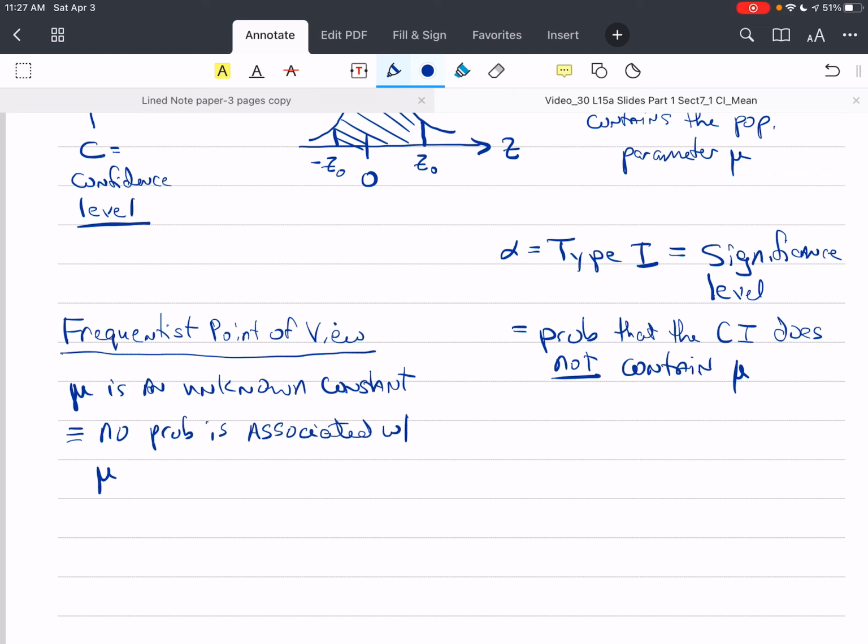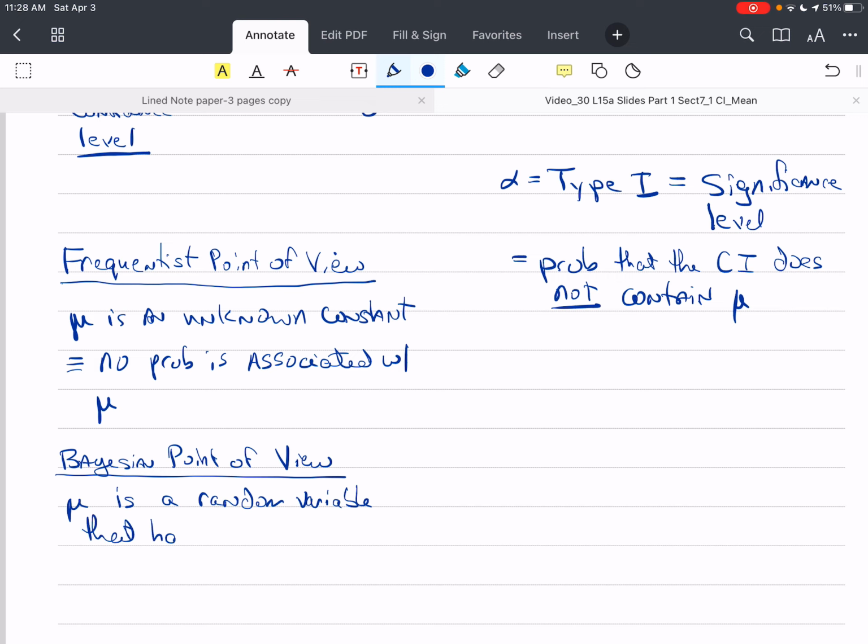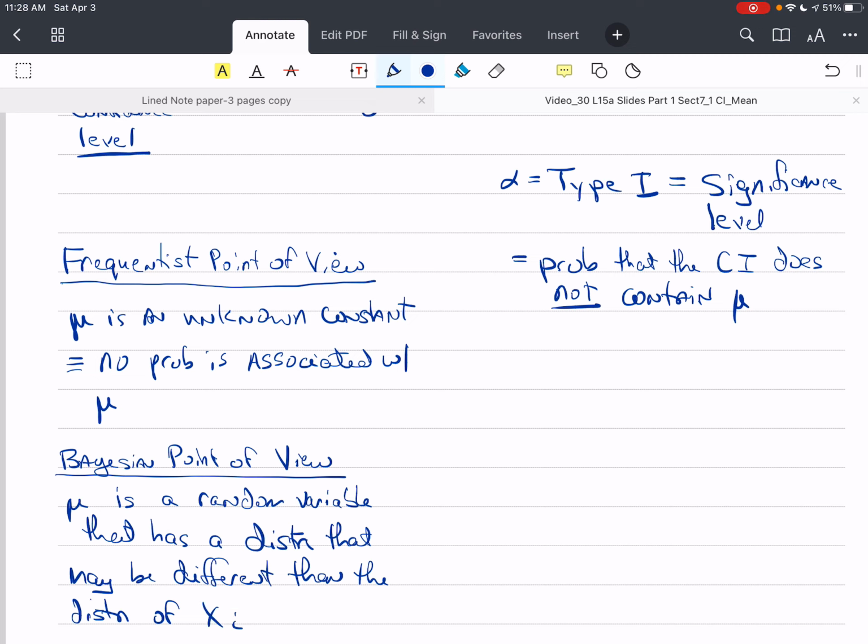The Bayesian point of view is that mu is a random quantity or random variable, so it changes maybe over time, that has a distribution that may be different than the distribution of x sub i. Okay? So we are not going to use this point of view in this course.